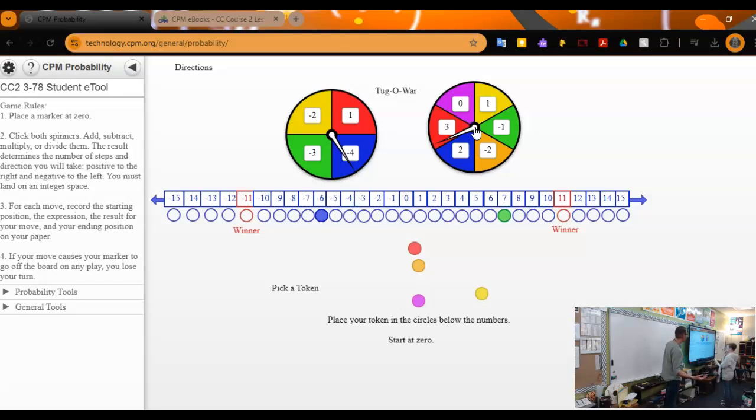All right, he says he's going to add them. What's -4 plus 3? -1. So you could do that, or if you subtract, you could get -7, right? Because -4 minus 3. So you could go 1 negative, or you could go 7 negative. It's up to you.